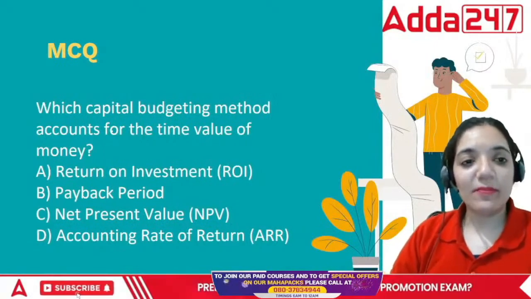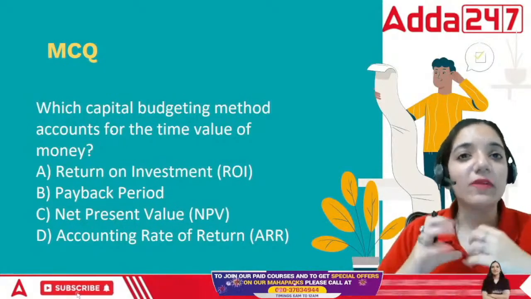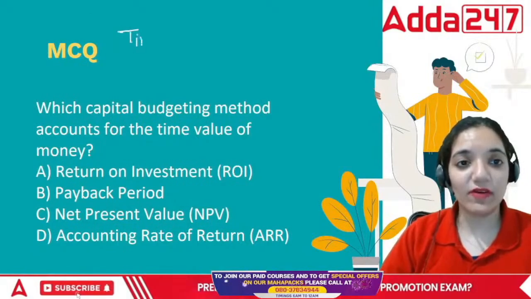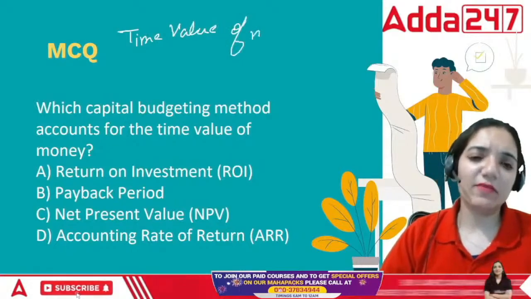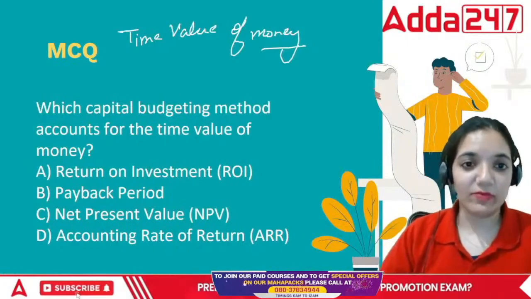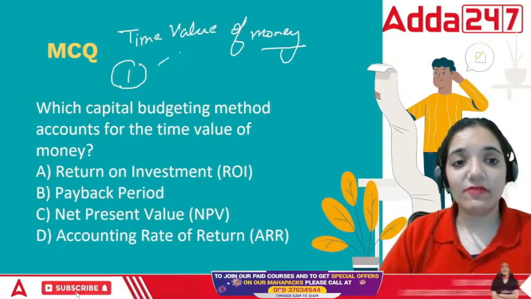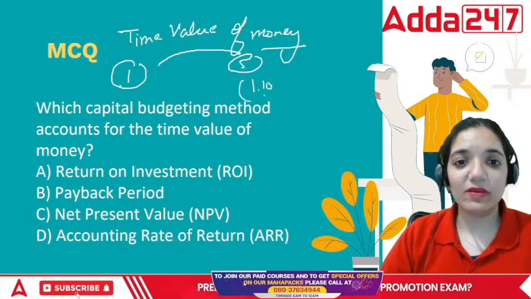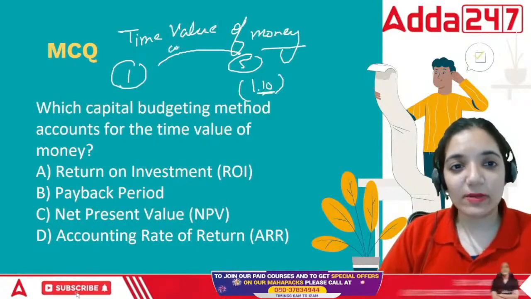Next point. Which capital budgeting method accounts for time value of money? What do you mean by time value of money? Time value of money means the value of money changes over a period of time. If I have 1 rupee today and I invest it in the market, after 5 years what would be the value of this money? 1.10 maybe. That's because of interest. This part is called compounding.